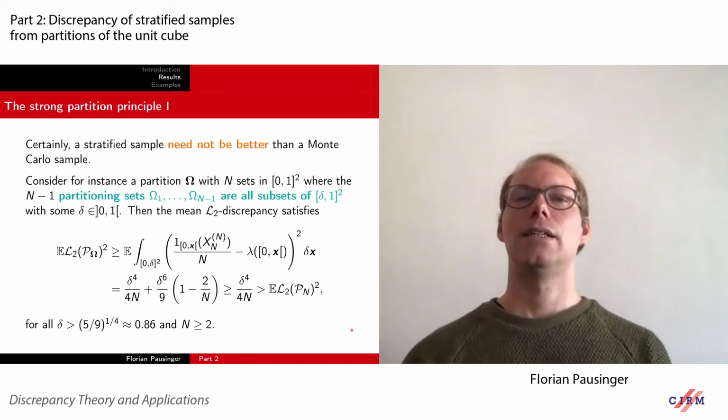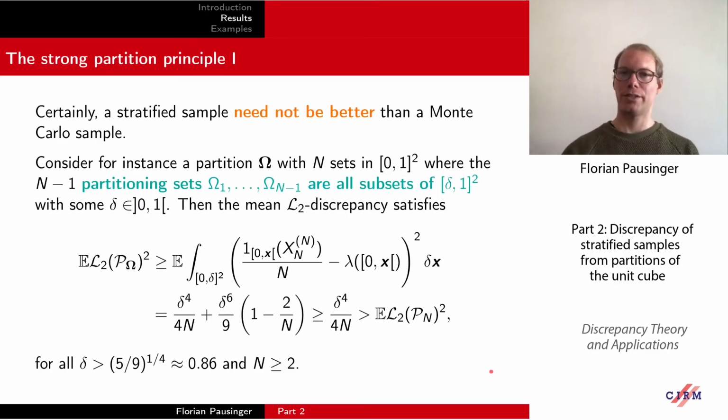Now, to address the first question, certainly, if you allow any type of partition, then a stratified sample need not be better than a Monte Carlo sample. And you can construct very simple examples showing that. So you can start with a partition of n sets of the unit square, where n minus 1 sets are all concentrated in the right upper corner of your square.